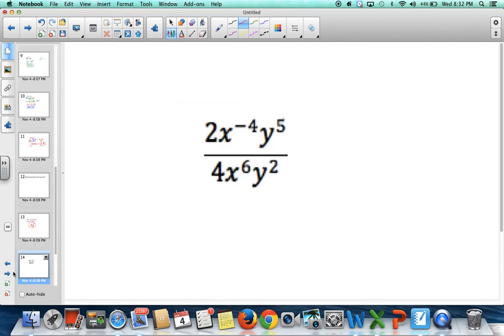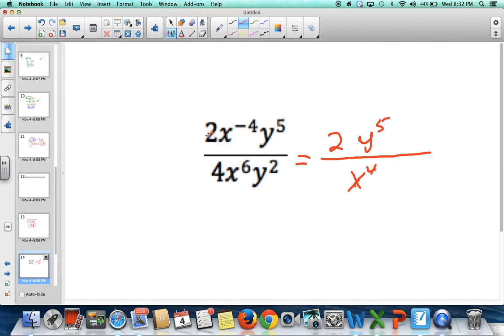Next one, something like this, looks a little tricky. We have it in fraction form. My suggestion for this, when you have fractions with negative and positive exponents, there's a couple of ways to do this. My suggestion is to rewrite everything. If you have a negative exponent, we're going to move it from bottom to top or top to bottom, depending. So this 2 is going to stay where it is. x to the negative fourth goes to the bottom as x to the positive fourth. Y to the fifth is going to stay on top. Oops, let me make that better. So this is y to the fifth.